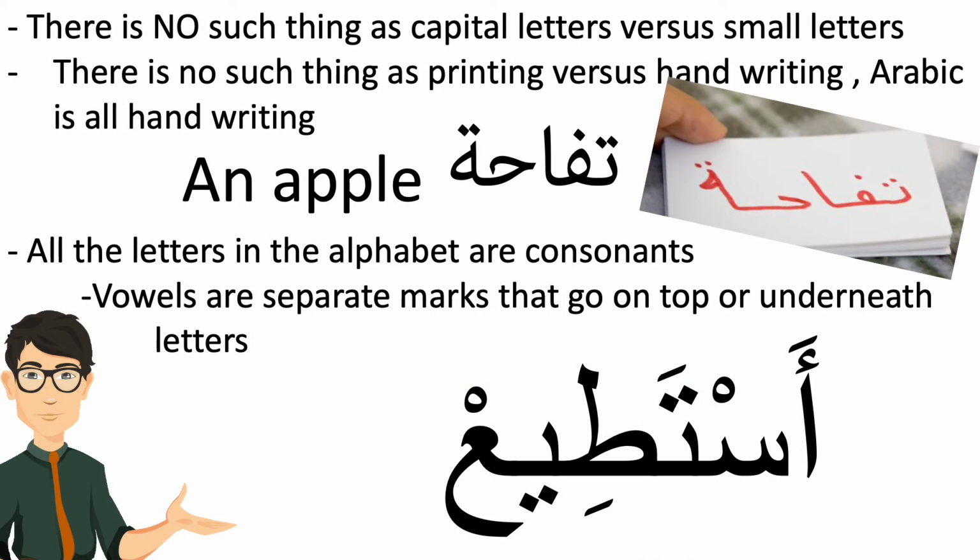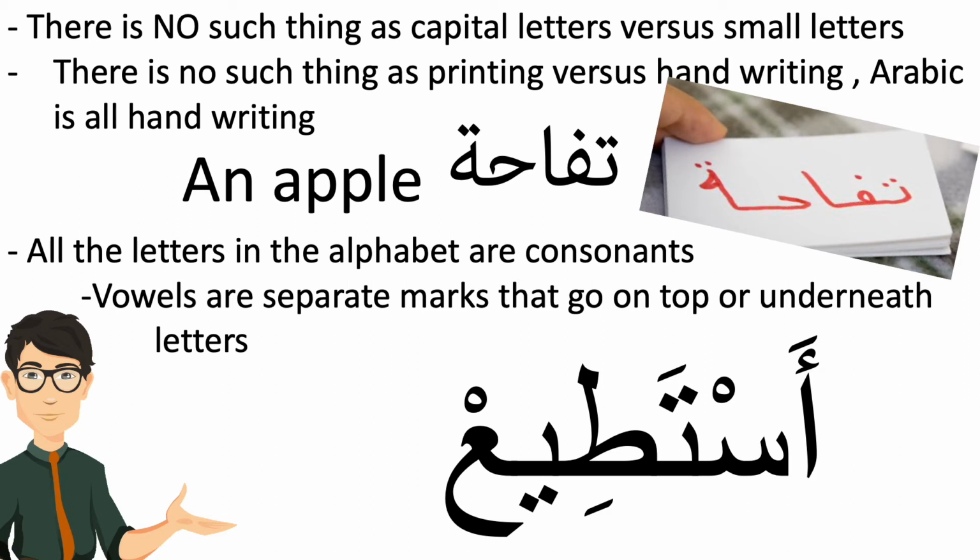In Arabic, we don't have such thing as capital letters and small letters, upper cases and lower cases. We don't have such a thing as printing versus handwriting. Arabic is all handwritten. For example, look at this word. In the picture, we see the handwriting of the word tufaha. And right next to it, we see the typed word tufaha. They look exactly the same, which basically means an apple.